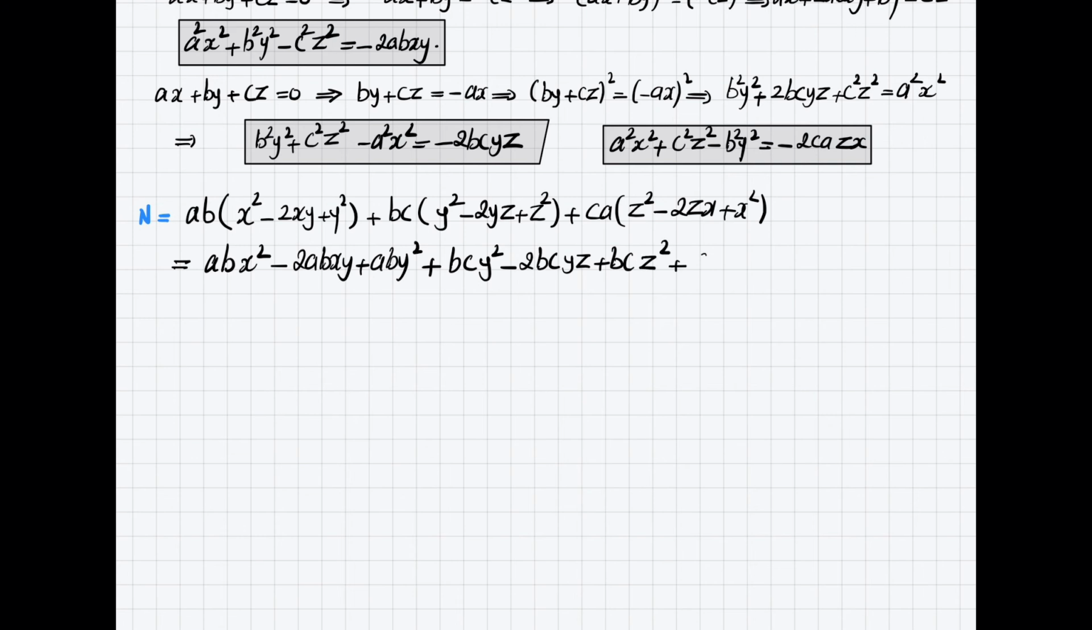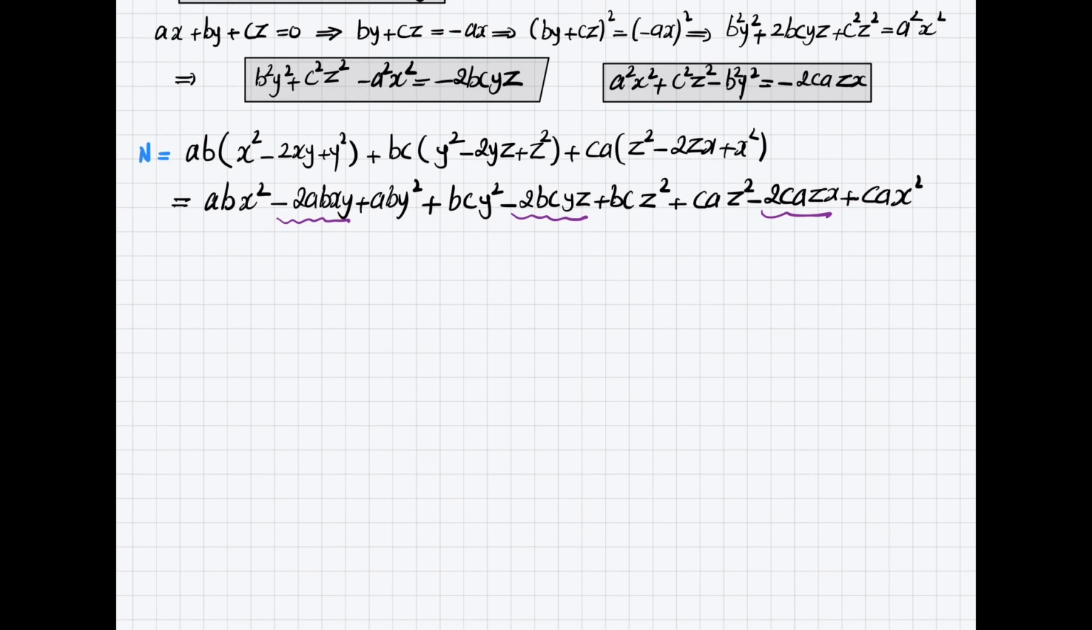And then I have ZA, CA z squared minus 2CA zx, and then finally CA x squared. But now, I have these three terms that I was looking for, this one, and this one, and this one. And I can use this expression for the first one, this expression for the second one, and finally this expression for this third one. Yes? So, let us do that.